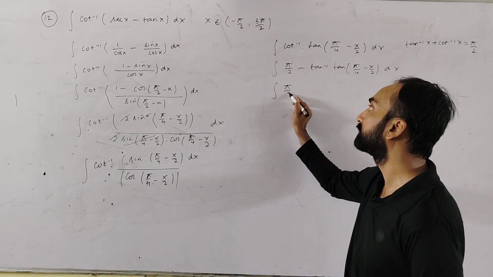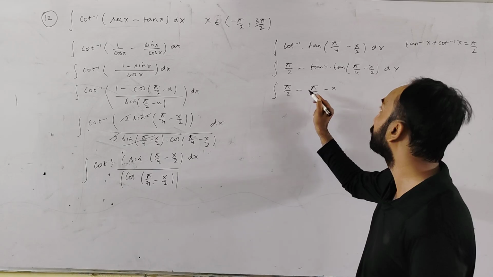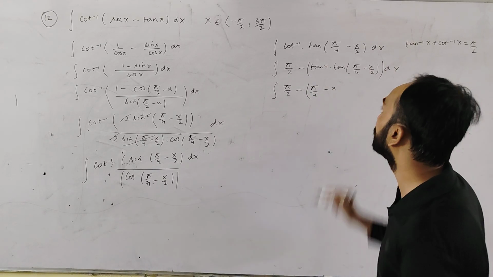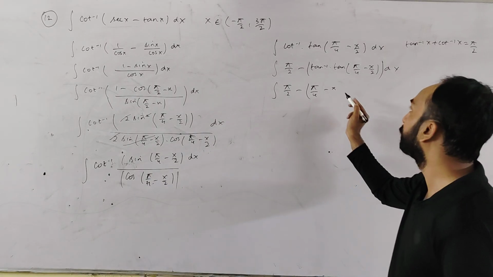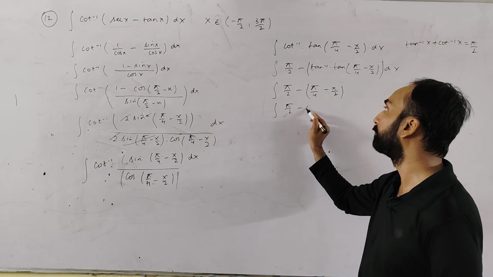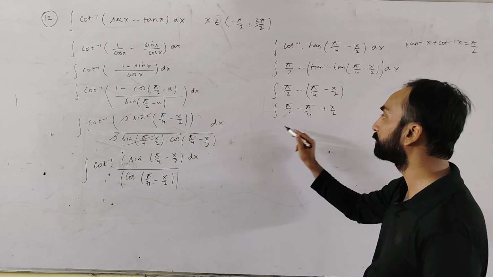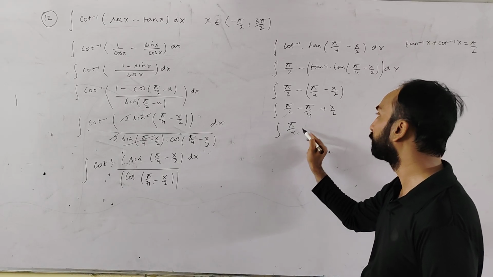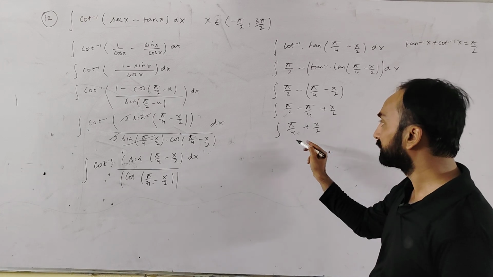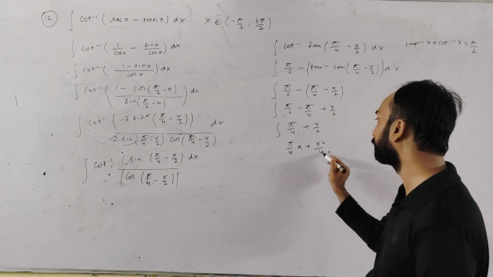So what is left? Tan inverse of tan will become pi by 4 minus x by 2, and I think we should give a bracket, right? So pi by 2 minus (pi by 4 minus x by 2). When you open the bracket, it will become pi by 2 minus pi by 4, and this will become plus x by 2. So pi by 2 minus pi by 4 is again pi by 4, and this will become plus x by 2. So this integral will become pi by 4 x plus x square by 4 plus c.